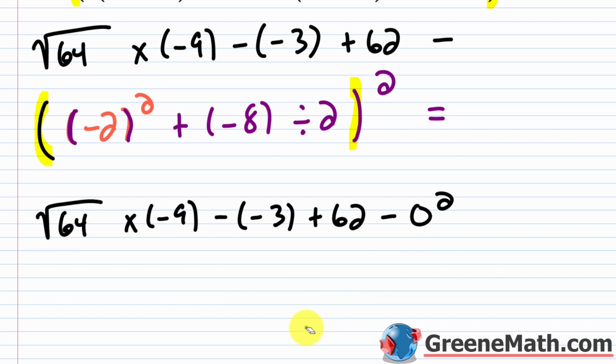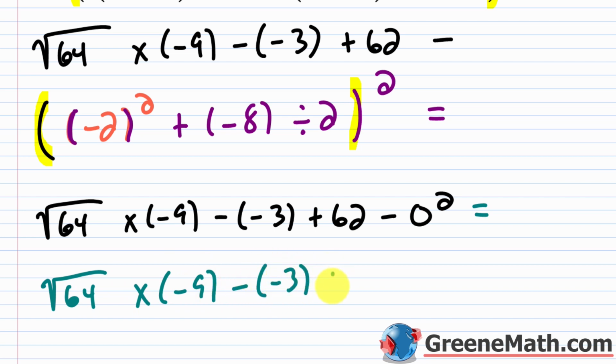Okay, let me get rid of this. And first, let's do the one we know. We know that 0 squared would be 0. So let me write the square root of 64 times -9 minus a -3, then plus 62. And you can write minus 0 if you want, or you can leave it off. Of course, if we subtract away 0, it's not going to do anything. So let's just leave it off. Okay, let me slide down here.